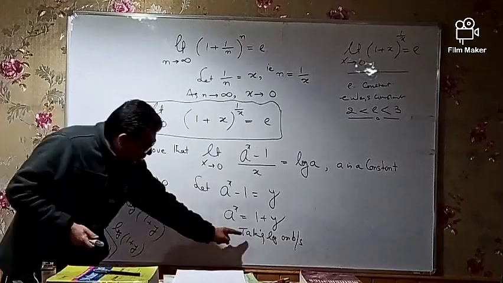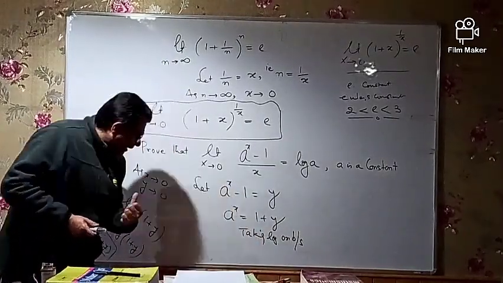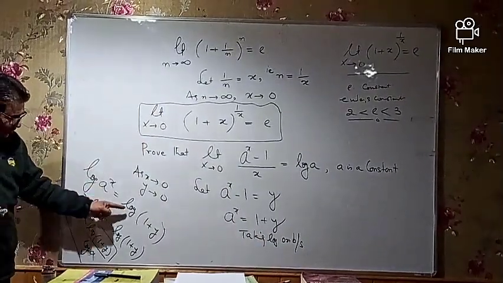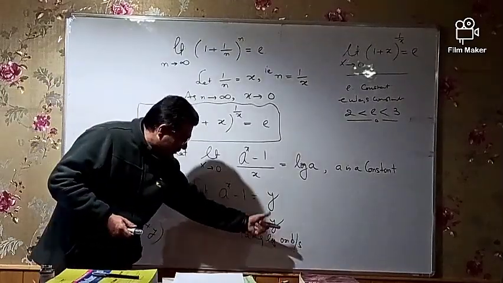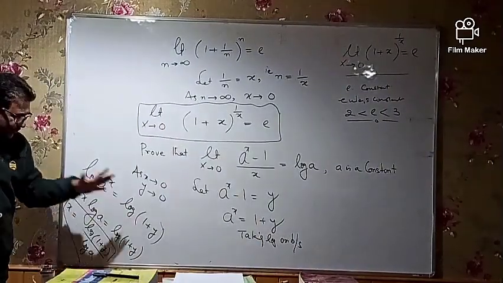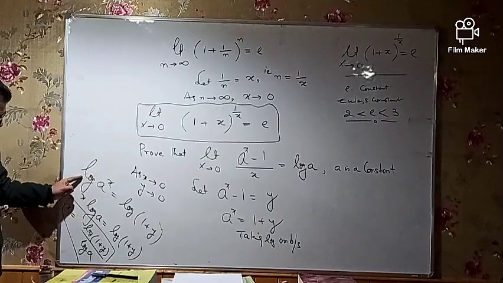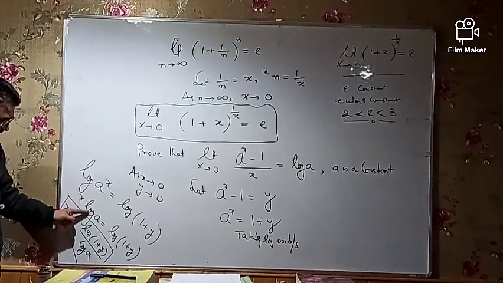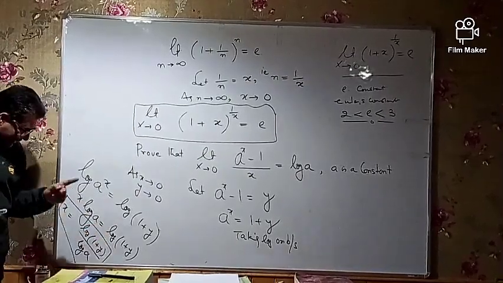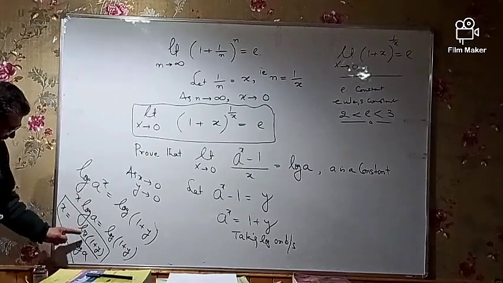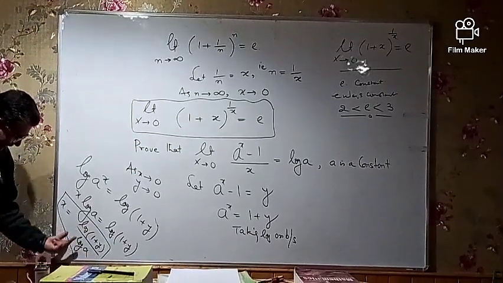Say I have taken log on both sides, so log of a raised to power x is log of 1 plus y, because here it is 1 plus y. If I take log, it will become log of 1 plus y. Log m raised to power n is n log of m. So this will be x is equal to log of 1 plus y divided by log of a.